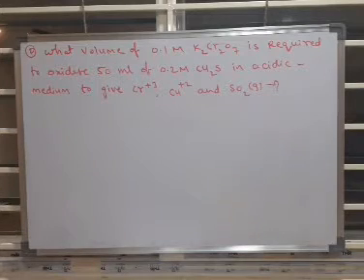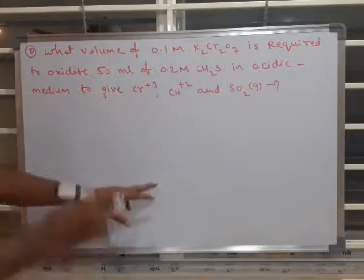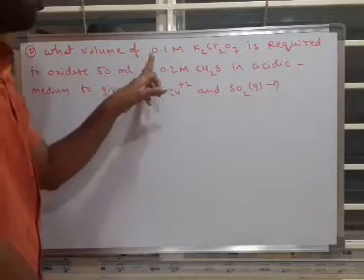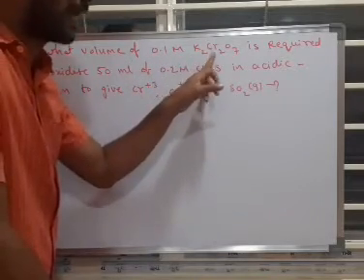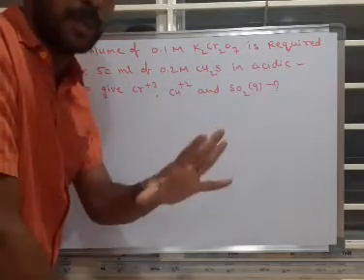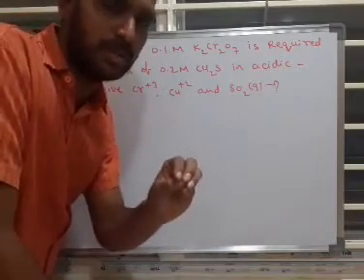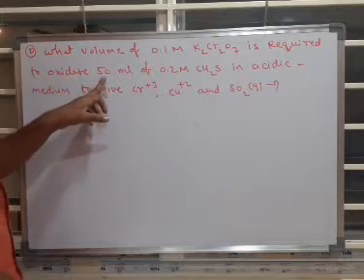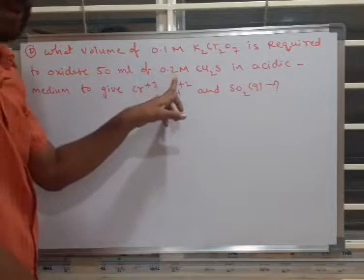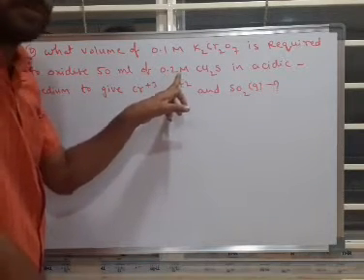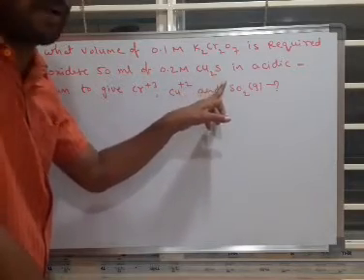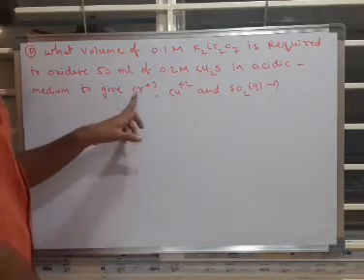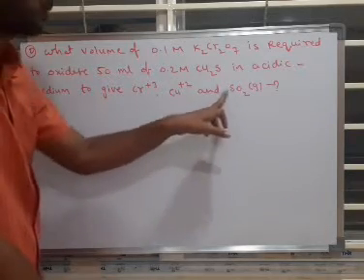See one more problem. Again we have to find the volume of 0.1 N potassium dichromate. We know that potassium dichromate is also a good oxidizing agent. It is required to oxidize 50 milliliter of 0.2 M cuprous sulfide in an acid medium, giving Cr plus 3, Cu plus 2, SO2.